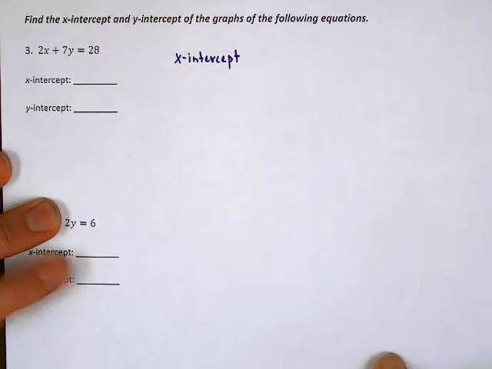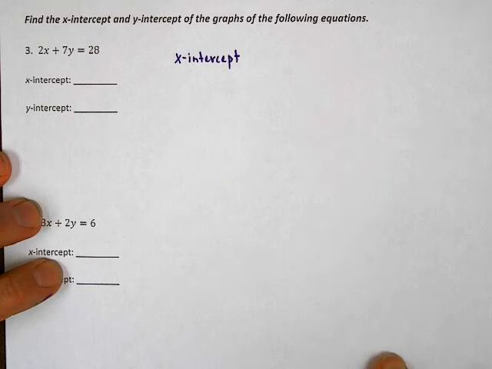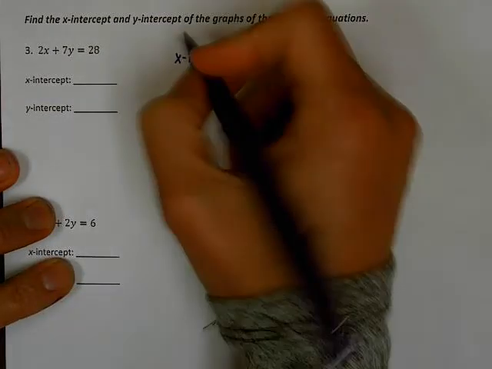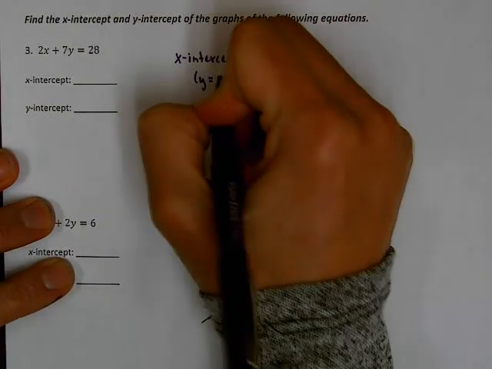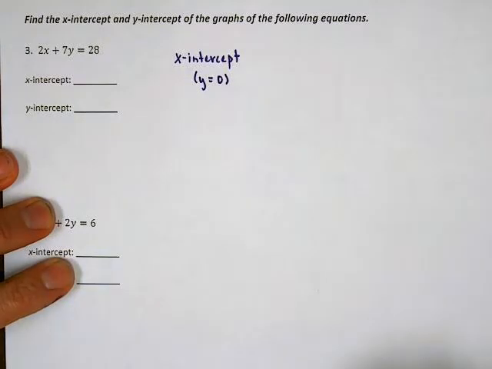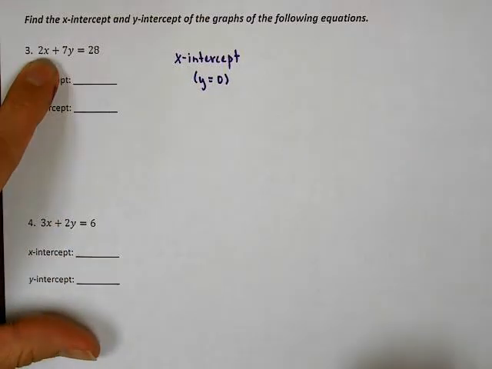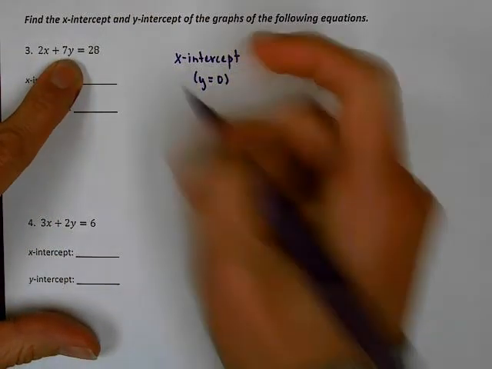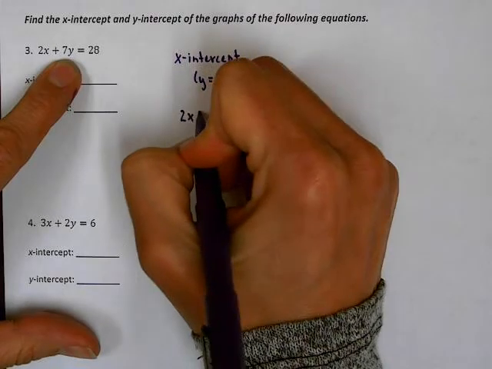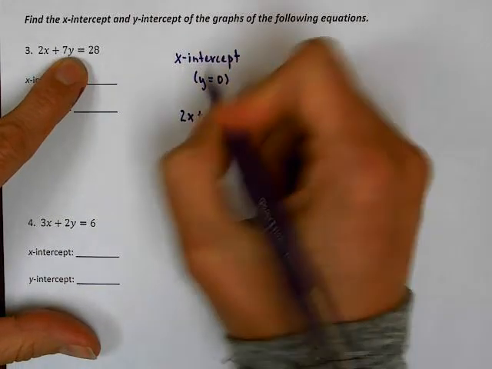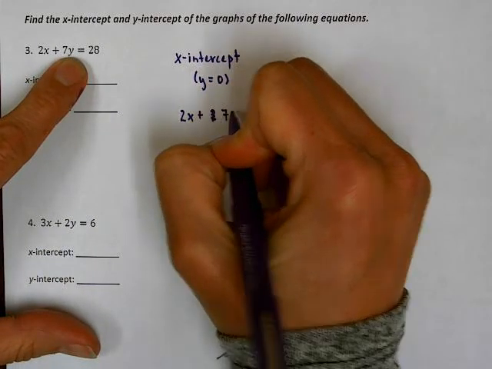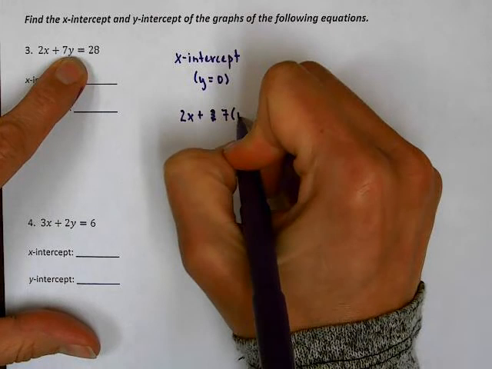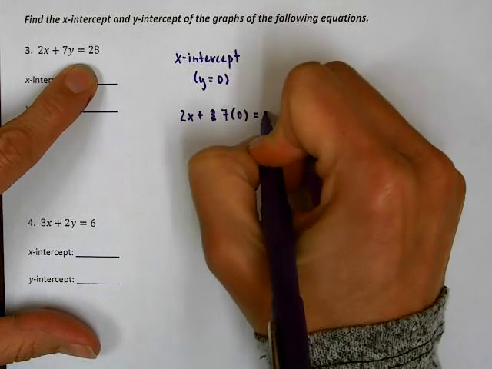We know that the x-intercept is the place where y is equal to 0. So when I have an equation, I'm going to take my equation, but instead of y, I'm going to substitute that 0. So I have 2x plus 7y, excuse me, that should be a 7. Instead of y, I'm substituting a 0, and I know that's equal to 28.